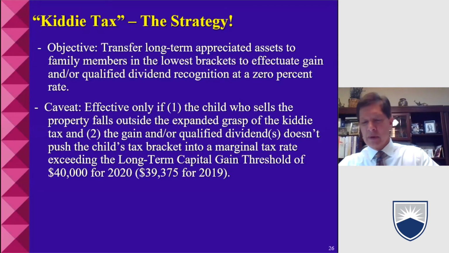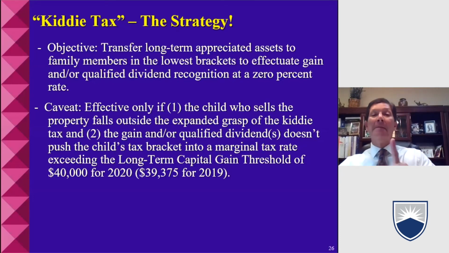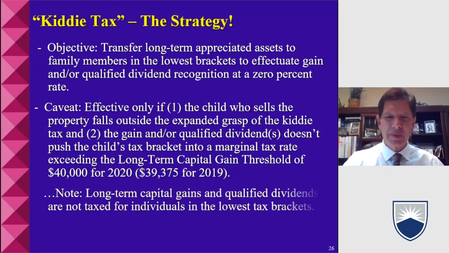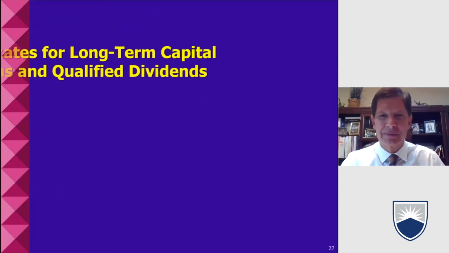Not bad, right? How does it work? Well, you have $12,400 in earnings, $40,000 long-term capital gain. That's $54,400 minus a standard deduction of $12,400. $40,000 taxable income, no tax. Remember, the long-term capital gains and qualifying dividends are not taxed for individuals in these lowest tax brackets.